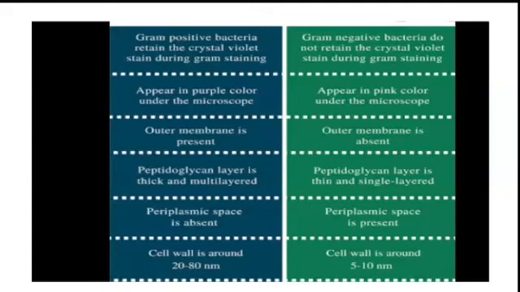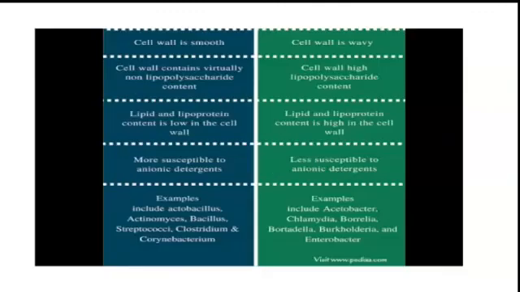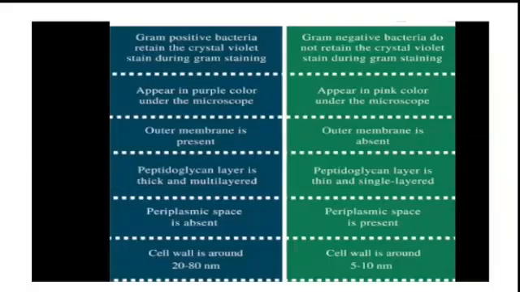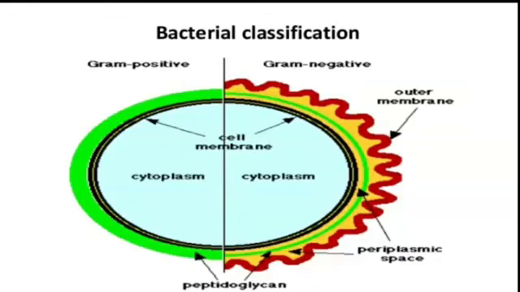The outer membrane is absent in gram-positive, whereas in gram-negative there is an outer membrane. The peptidoglycan layer is thick and multi-layered in gram-positive, whereas the peptidoglycan layer is single layered in gram-negative. Periplasmic space is absent in gram-positive, whereas periplasmic space is present in the gram-negative.